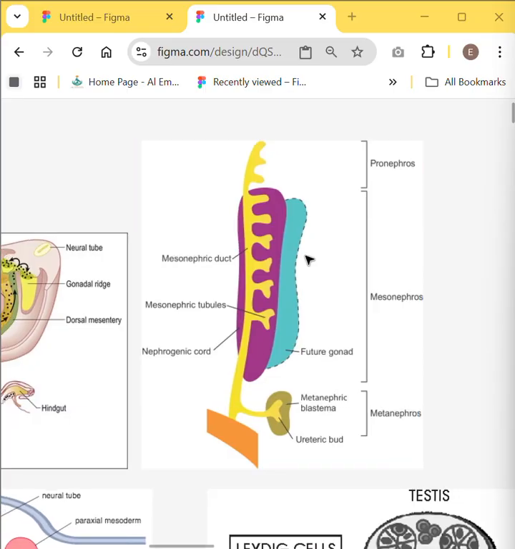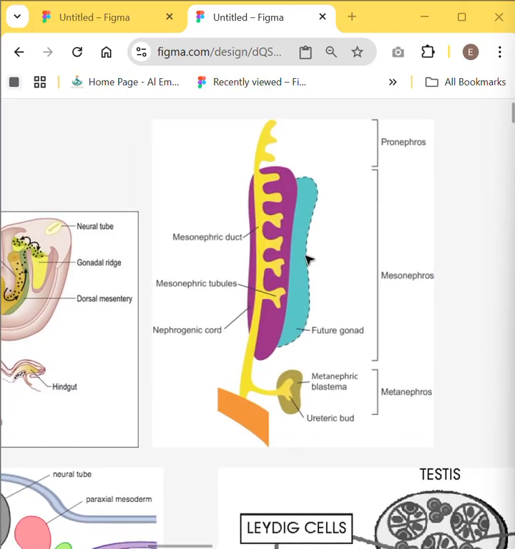Now, why do we call it the undifferentiated gonad? Why do we call it bipotential? Because it has the potential to become either a testes or an ovary, right? And the chromosomal complement of the zygote determines whether the gonad becomes a testes or an ovary. So the development of either the testes or an ovary is an active gene-directed process.